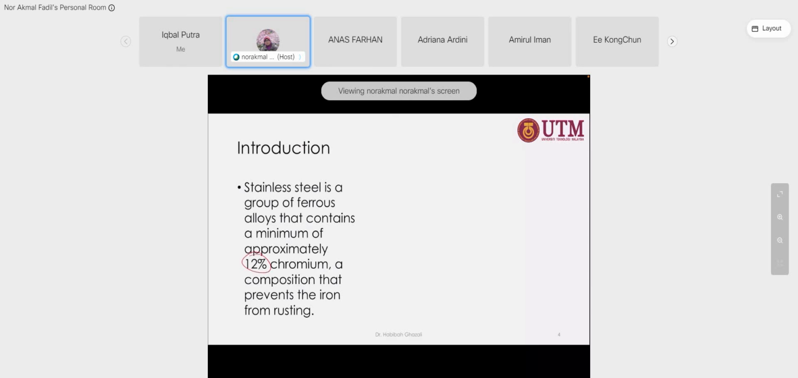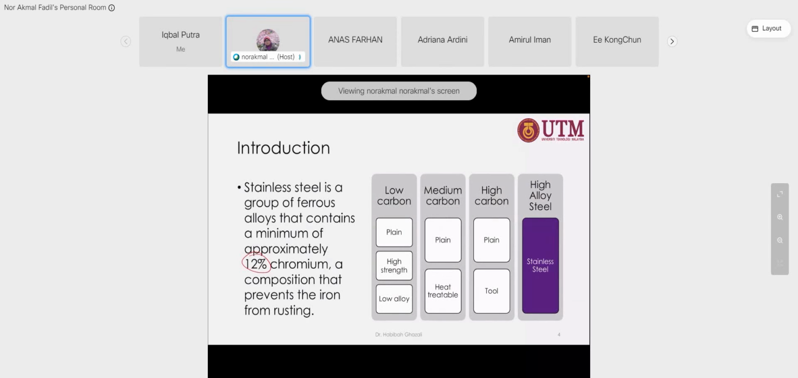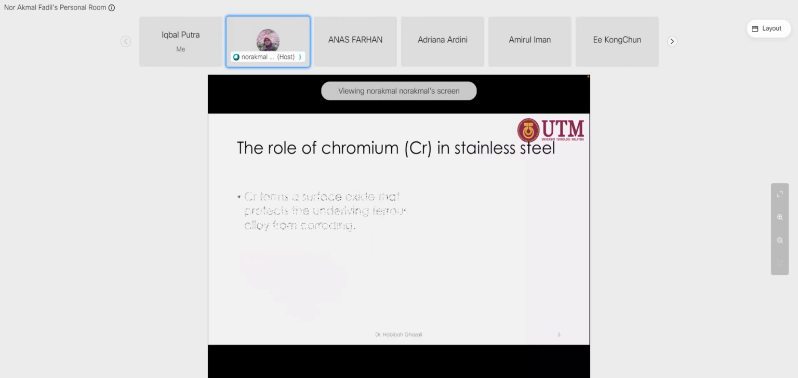the stainless steel is a group of ferrous alloy that contains a minimum of approximately 12% chromium, a composition that prevents the iron from rusting. It's quite huge. It's more than 10%, meaning that in your steel there are iron plus carbon, but now the amount of iron is reduced because it's occupied by the chromium. It is larger than 12%. So high alloy steel is the category for stainless steel because the alloying element is more than 10%. More than 10%, so we call it high alloy steel.